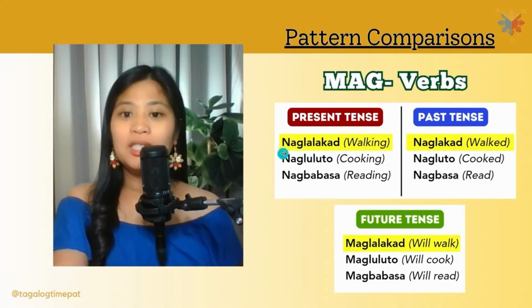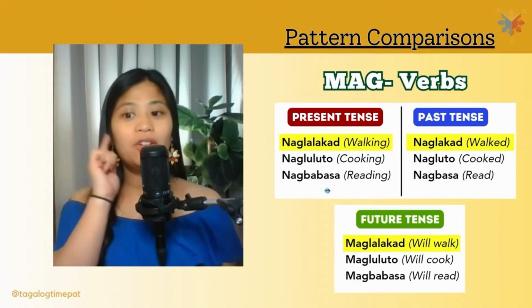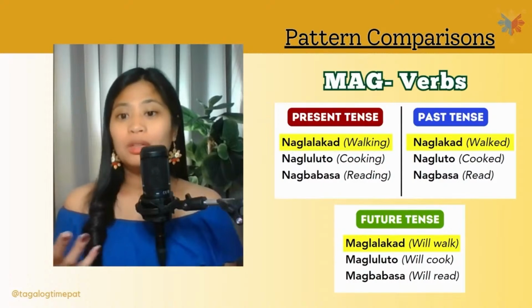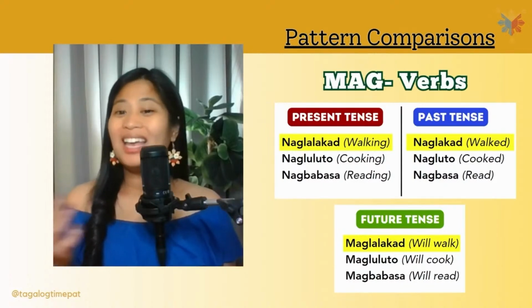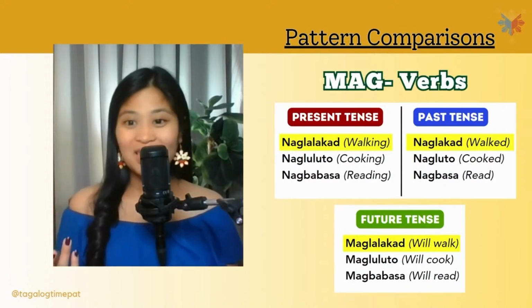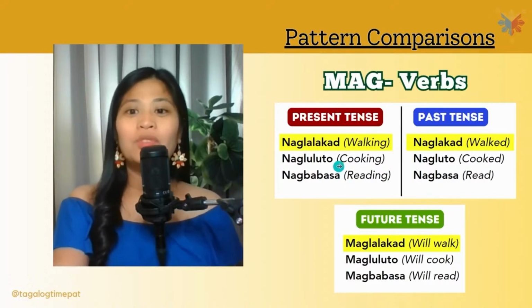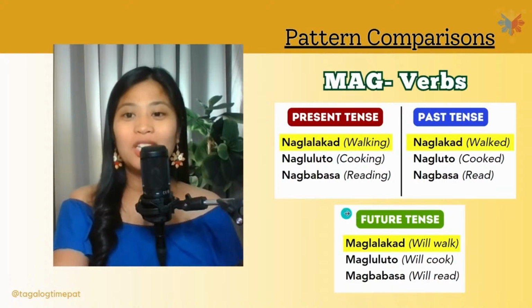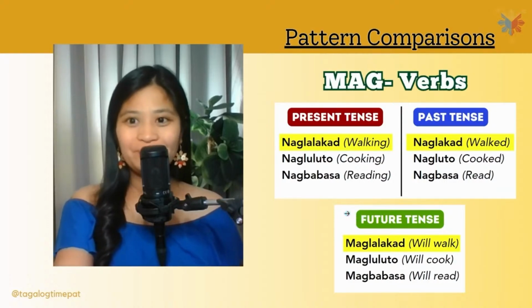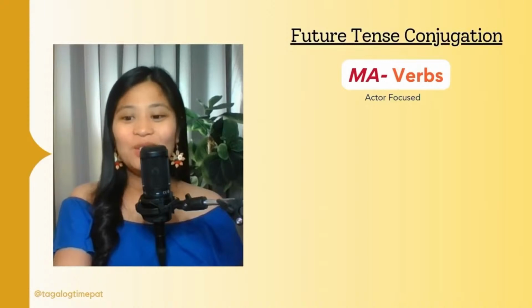So future tense and present tense are very similar for mag verbs. The only difference is the first letter. So it's one of those things where you have to listen very carefully, but also rely on the context clues in case you miss what that first letter was. Okay, so it is a very similar pattern for present and future tense conjugation of mag verbs. Next, let's take a look at ma verbs.